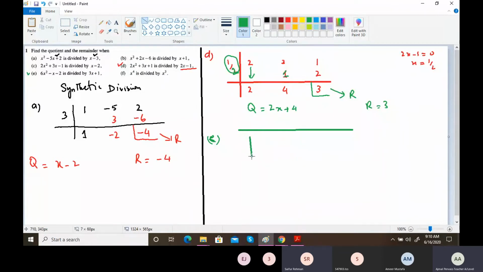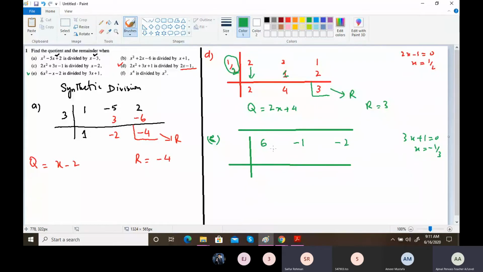If I make it synthetic division, now you tell me what is the coefficient of x square here? 6. Right? Coefficient of x is -1 and the constant is -2, right? And the expression which is dividing it is 3x plus 1. Let's put it equal to 0 so that we are able to get the value of x.